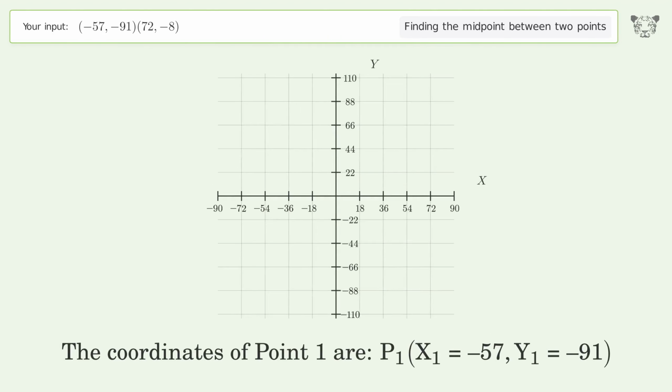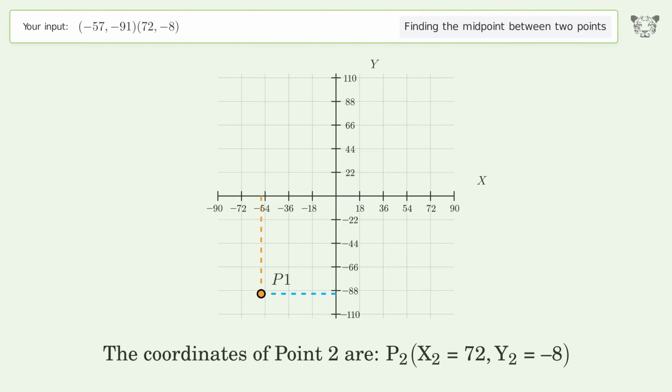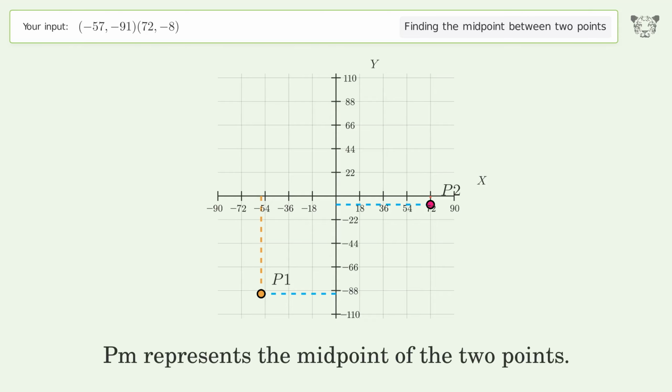The coordinates of point 1 are x1 equals negative 57, y1 equals negative 91. The coordinates of point 2 are x2 equals 72, y2 equals negative 8. PM represents the midpoint of the 2 points.